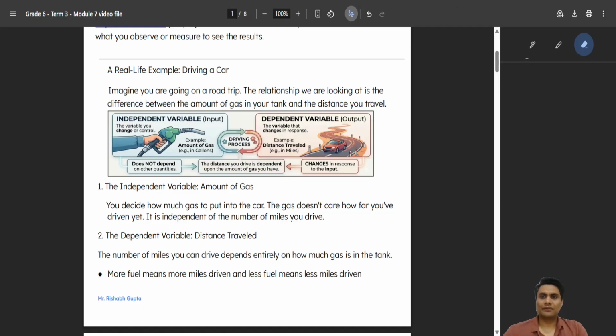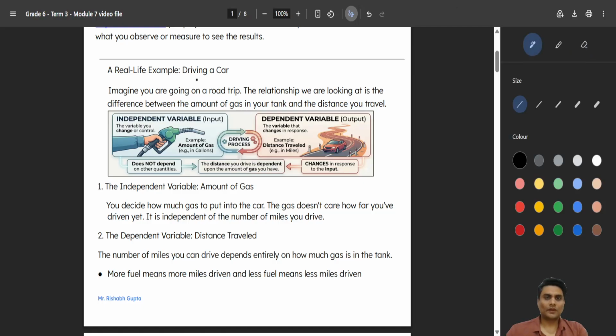The other example is driving a car. Imagine you are going on a road trip. You are going from Al Ain to, let's say, Fujairah or something. So you are going on a long drive, a road trip. The relationship we are looking at is between the amount of gas in your tank and the distance you travel.